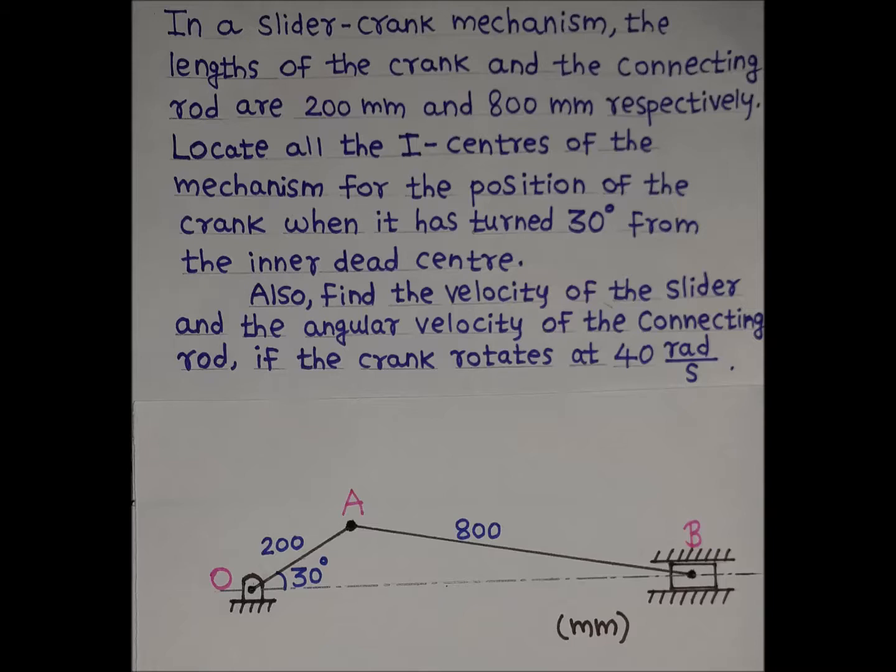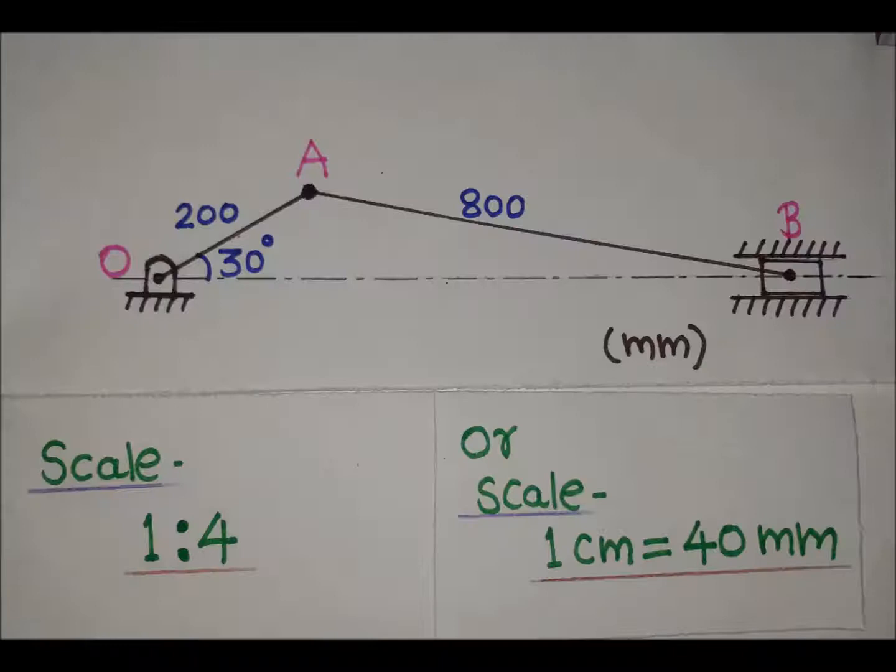To draw the configuration diagram we will take a suitable scale. We can take the scale in the format 1:4, means whatever configuration diagram we will draw, it will be 4 times smaller than actual size. Means 200 mm length will become 50 mm and 800 mm length will become 800 divided by 4, that is 200 mm.